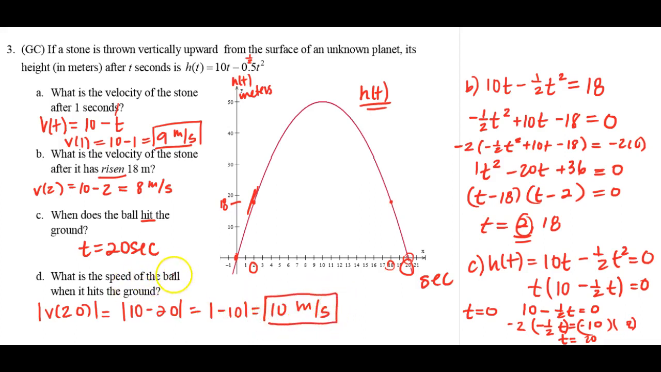So what is the speed of the ball when it hits the ground? When a ball hits the ground, its height is 0. The time when that happened was 20 seconds, and then we just had to make sure to take into account that it's speed, so it's the absolute value.